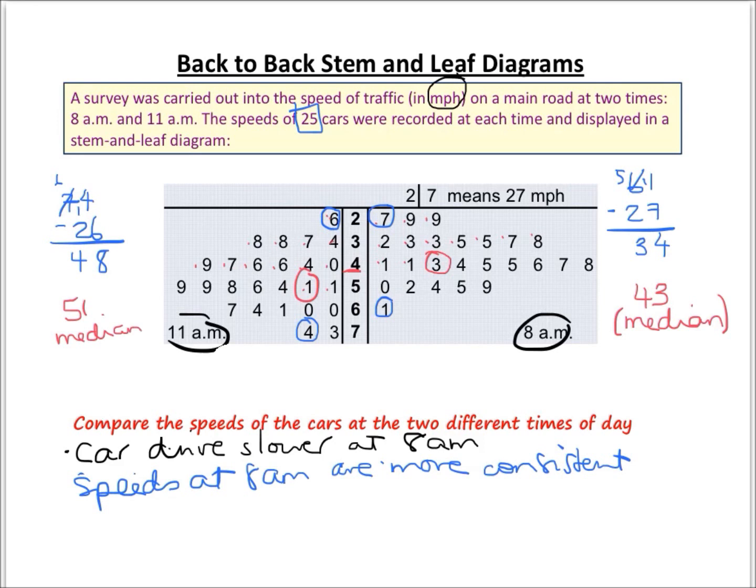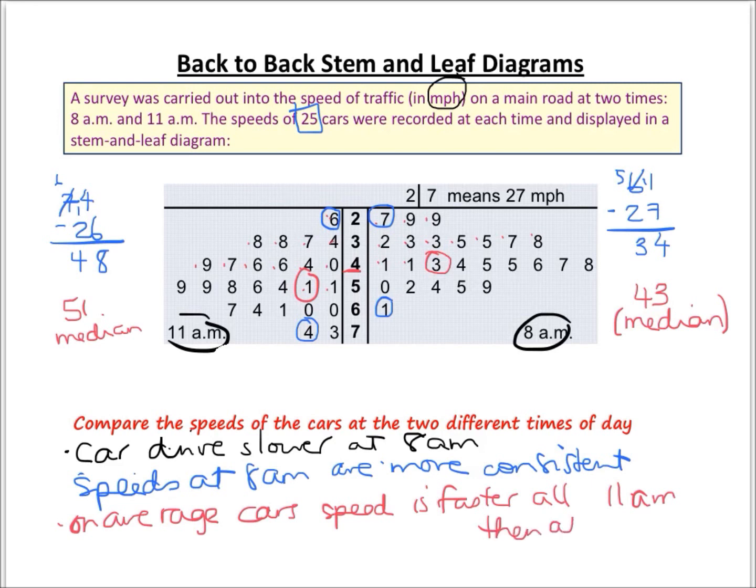So the median is a measure of average. So we could say on average, cars' speed is faster at 11 a.m. than at 8 a.m. Okay, so those are just some ways we can use a back-to-back stem and leaf diagram to compare two different sets of data.